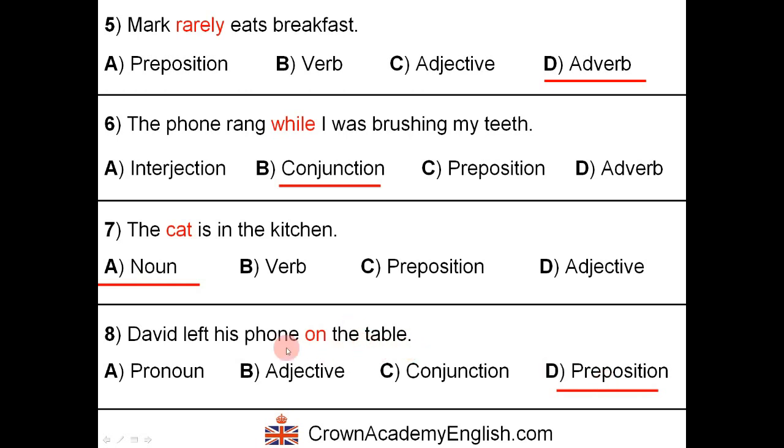And this is in fact an example of a preposition of place. It tells us where the phone is. Okay, it tells us the location of something, on the table.